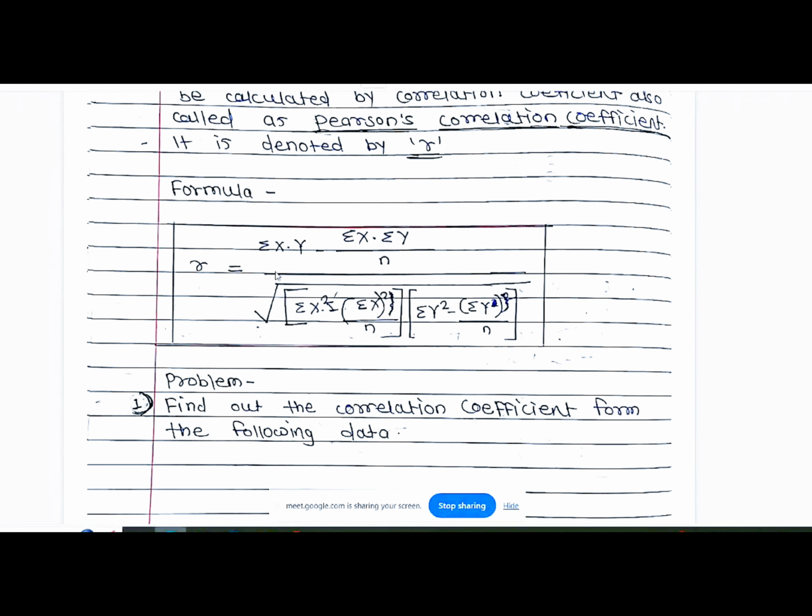Okay, so whole term divided by under root first summation of x square minus summation of x bracket square divided by small n, bracket complete, and now this bracket will be multiplied by another bracket. Just add y: summation of y square minus summation of y bracket square divided by small n, bracket complete.